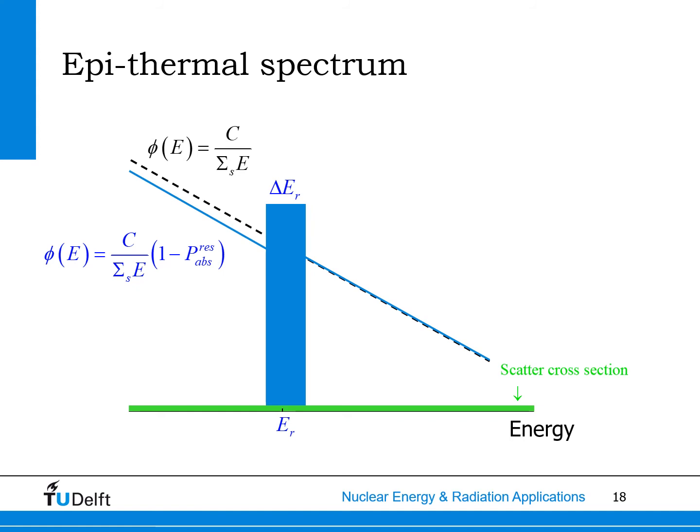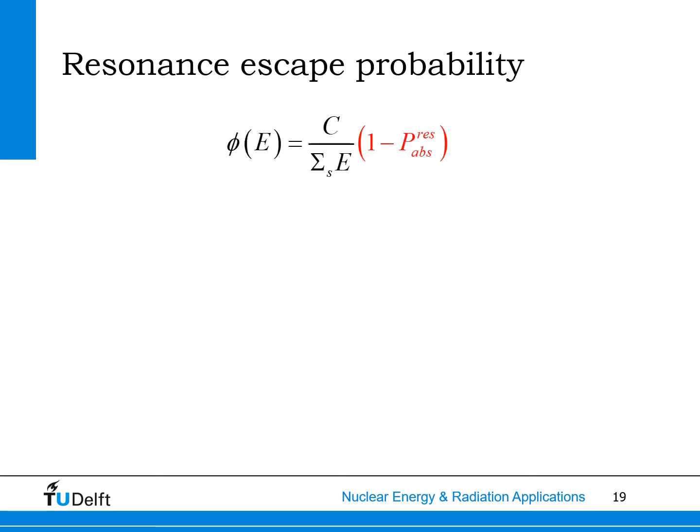In general, the neutron flux in the presence of absorption resonances will show a 1 over E behavior, but with many small jumps at the resonance energies due to neutron absorption in these resonances. The neutron flux in the epithermal energy range below the resonance can be written as the unperturbed epithermal neutron flux with a 1 over E dependence, adjusted by the probability that the neutrons have survived the absorption resonance. This latter probability, indicated in red, is 1 minus the absorption probability and is called the resonance escape probability.